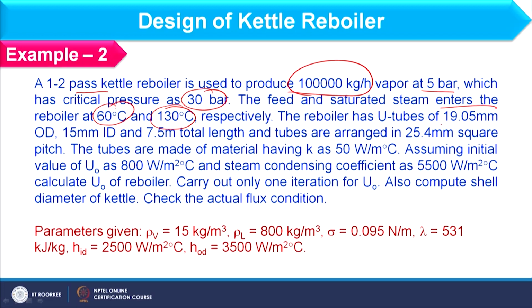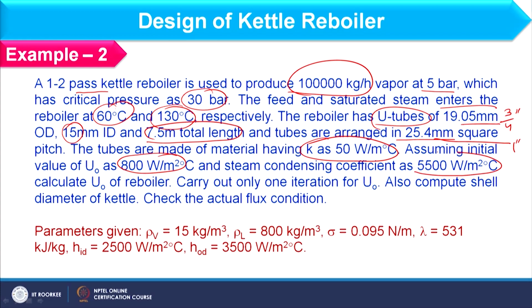So, for the reboiler we are using U tubes with OD of the tube as 19.05 mm. So, that should be 3 by 4 inches. ID of the tube is 15 mm. Total length of the tube is given as 7.5 meter. Okay. And tubes are arranged in 12.5 mm square pitch. So, if you consider this pitch, it is basically 1 inch, right, and tubes are made with material for K equal to 50, and initial value of U naught as 800 is given to us.